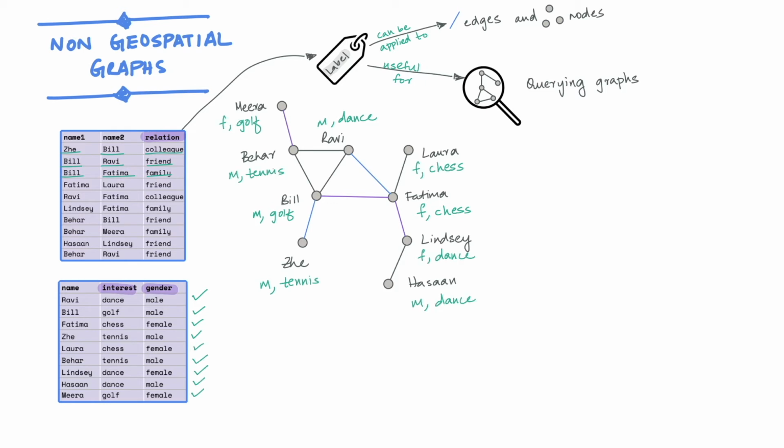Now with this label graph, we can perform very specific queries, like say for instance, find me someone who plays golf who is within 2 hops of a female who dances, which in this case would be Bill.